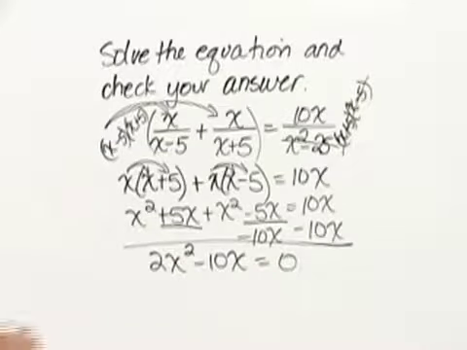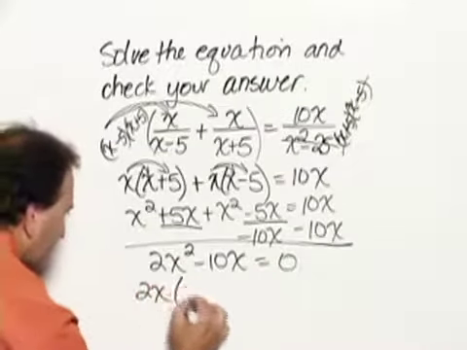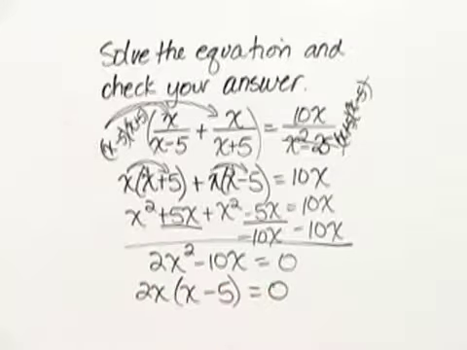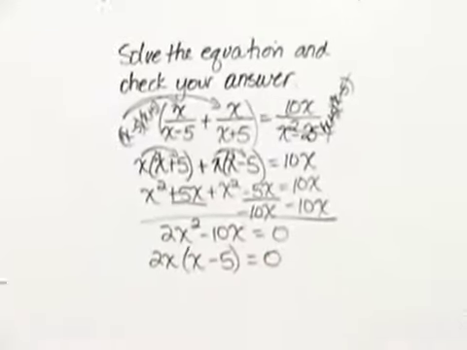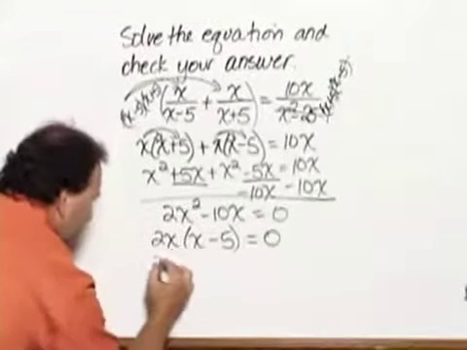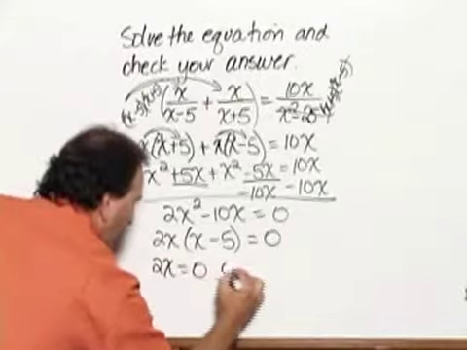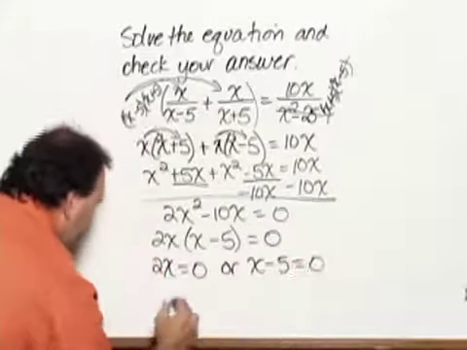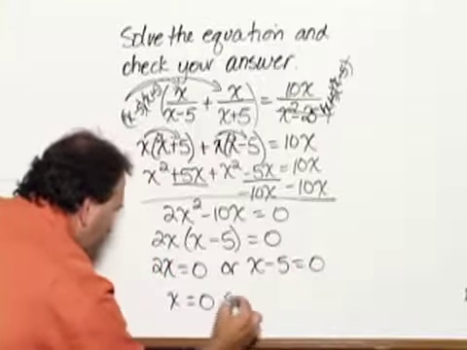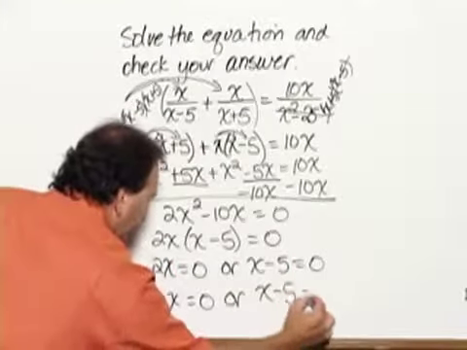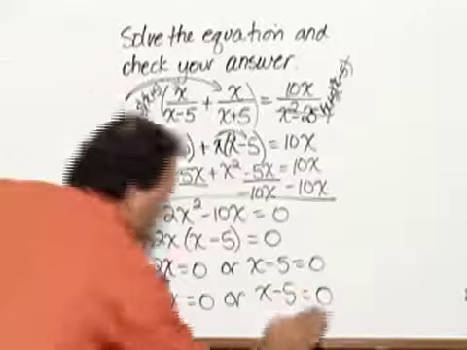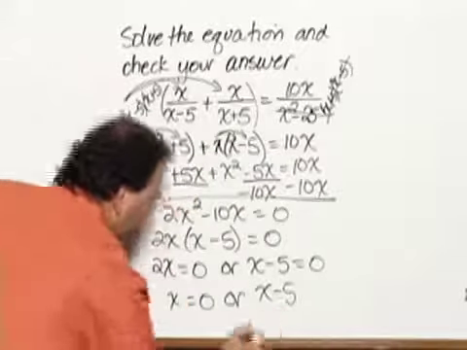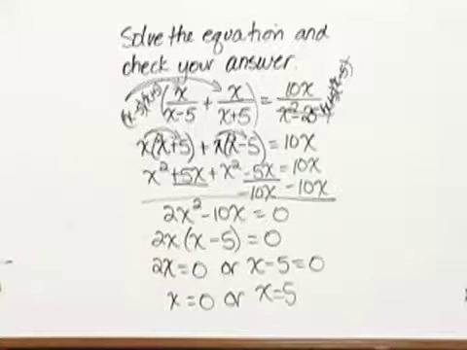Now we factor the left-hand side. We can factor out a 2x, leaving us with x minus 5 inside the parentheses. Then that means that either 2x equals 0 or x minus 5 equals 0. That means that x is equal to 0 or x minus 5 equals 0, so x equals 5. So x equals 0 or x equals 5.